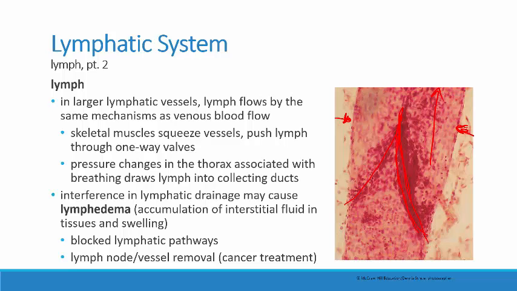So just like we saw in veins, we have these one-way valves, and as skeletal muscle squeezes against this section, it forces lymph up, and as skeletal muscle squeezes against this section and lymph is forced backwards, it comes in behind these valves and closes those flaps. So skeletal muscle and these one-way valves are involved, and so are the pressure changes that are associated with breathing.